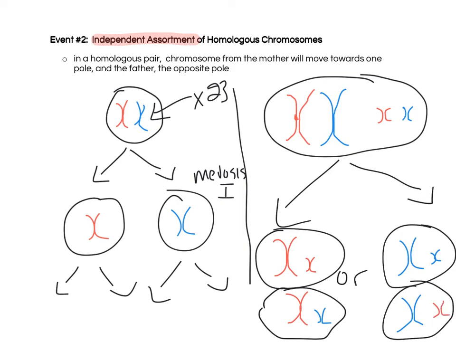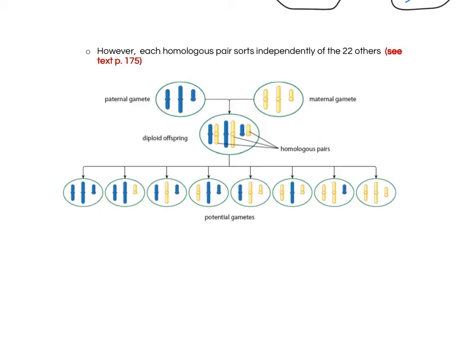So these are the 2 possibilities. I could either end up with this situation, and that's how they sort themselves, or I could end up with that situation. And you can imagine that I'm only showing you 2 pairs of chromosomes here, but we need to remember that that's going to happen for each of the 23 pairs of chromosomes. Let me show you another picture that will depict that. So we would say that each homologous pair sorts independently of the 22 others. So here they're only showing single chromosomes, I think probably to simplify things, right?